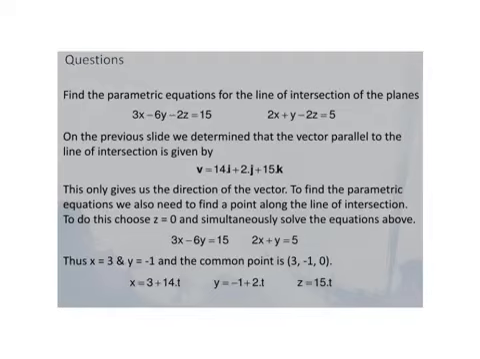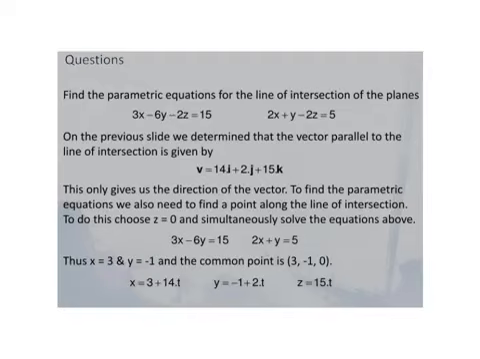We have another question. Find the parametric equations for the line of intersection of the planes 3x - 6y - 2z = 15 and 2x + y - 2z = 5. On the previous slide, we determined that the vector parallel to the line of intersection is v = 14i + 2j + 15k. This only gives the direction of the line. To find the parametric equations, we also need a point along the line of intersection. To do this, we choose z = 0 and simultaneously solve the equations above.